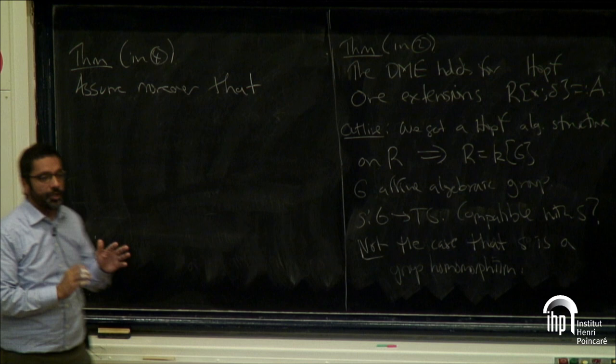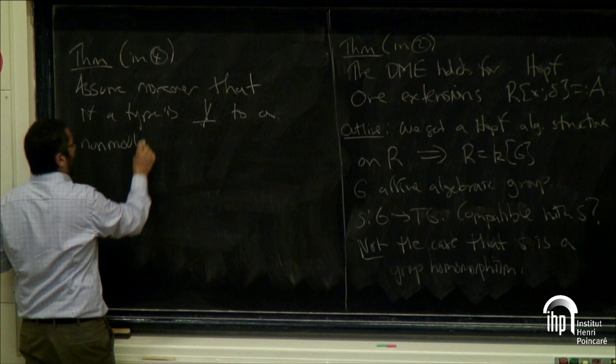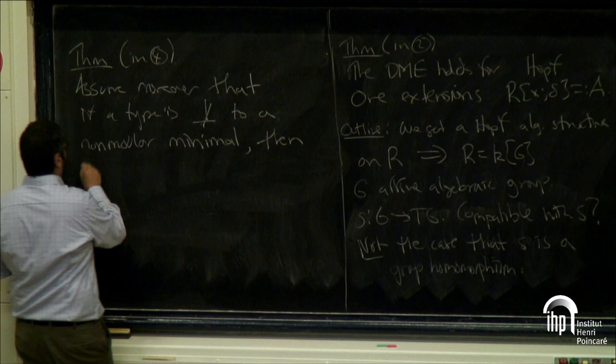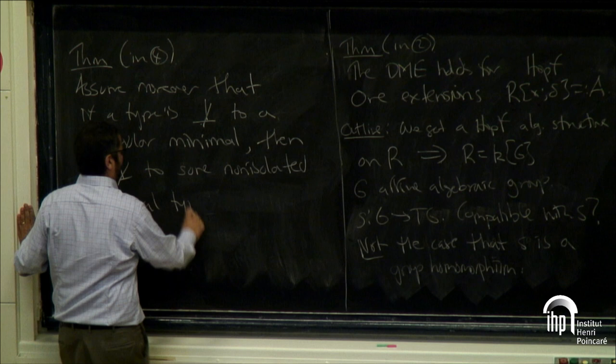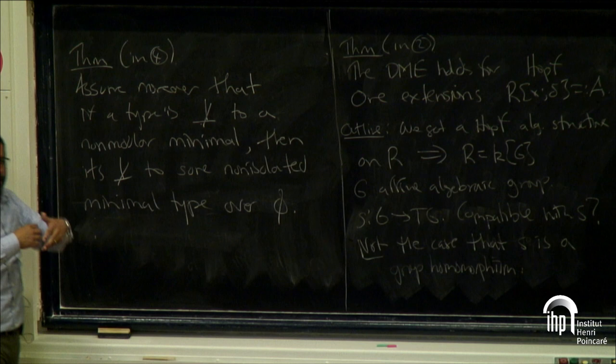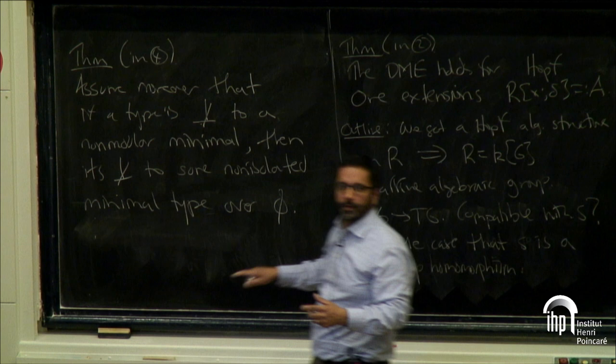So assume that if a type is, let me write, non-orthogonal to a non-modular minimal, then it's non-orthogonal to some non-isolated minimal type over the empty set. So of course, everything had parameters here. My type could have parameters. I'm non-orthogonal to some other type with parameters that is non-modular and minimal, then I should be able to find a type which is not isolated, that's over the empty set that I'm non-orthogonal to. Empty set is not so important here. You could fix any set of parameters, but then they all have to work with that set of parameters.